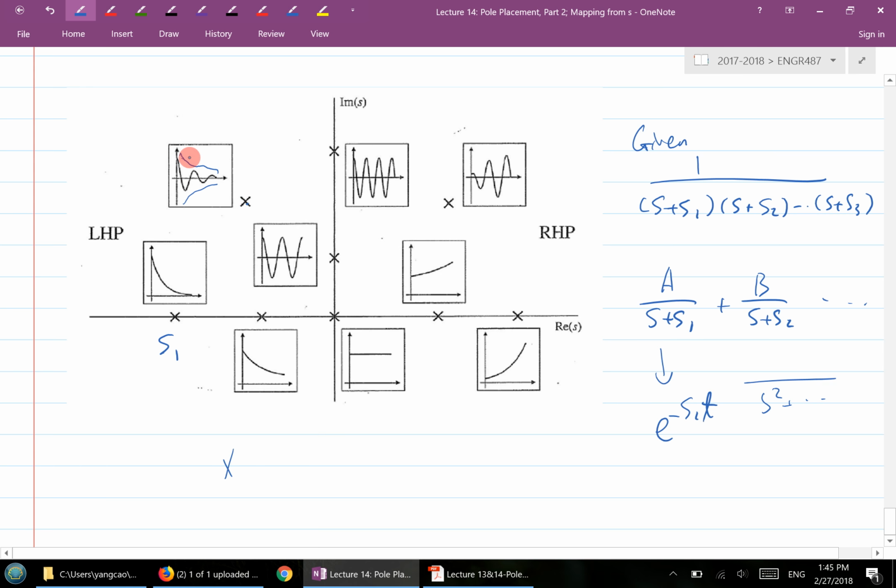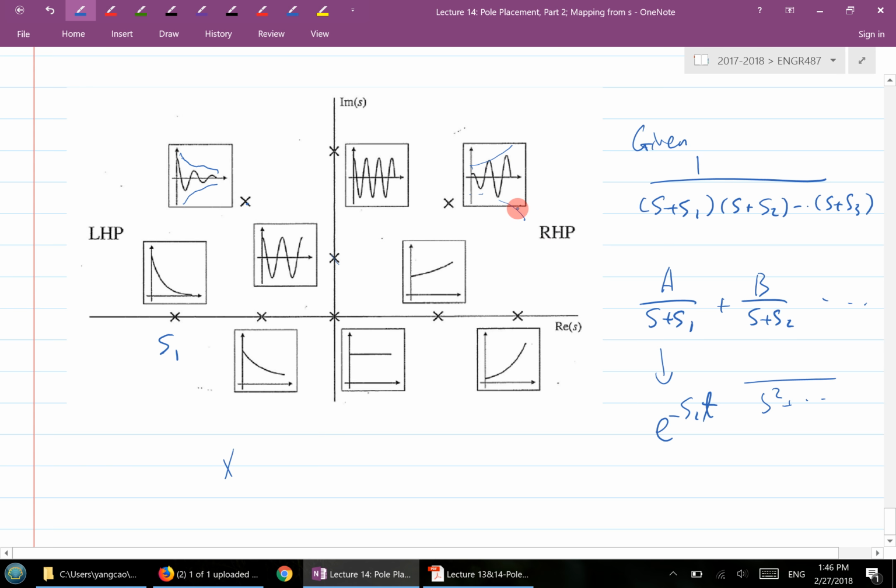And if the pole is right on the imaginary axis here, then you would experience basically a constant oscillation. That's basically what we call the critically damped situation here. If the pole is on the right side, then the response either exponentially increases, or oscillates and exponentially increases.